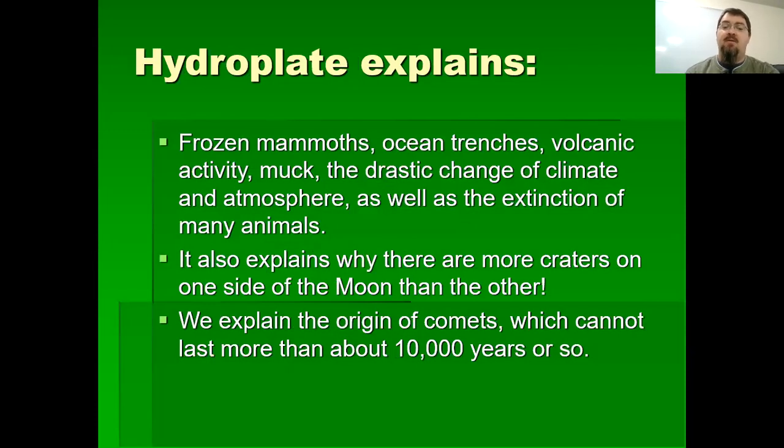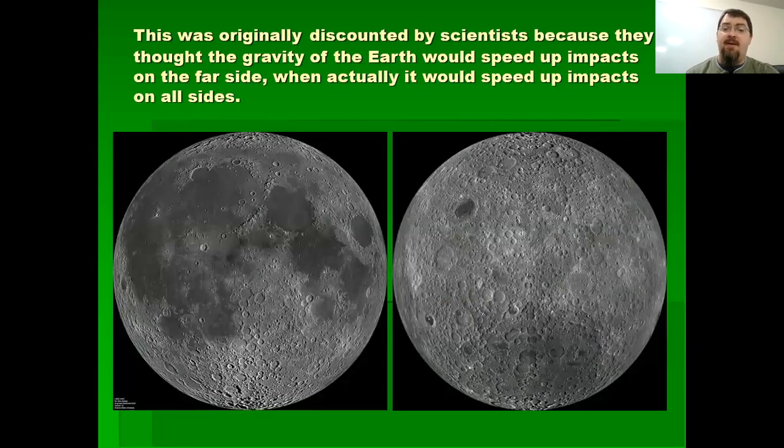So we talked about many of the things hydroplate theory can explain, also the origin of the comets. Comets don't tend to last very long in our solar system. Our current comet supply cannot possibly last us more than 10,000 years. They get destroyed by being close to planets or the sun, or the Roche limit of comets is way out there. So comets fall apart a lot. Okay, we talked about there being more and deeper craters on one side of the moon than the other.